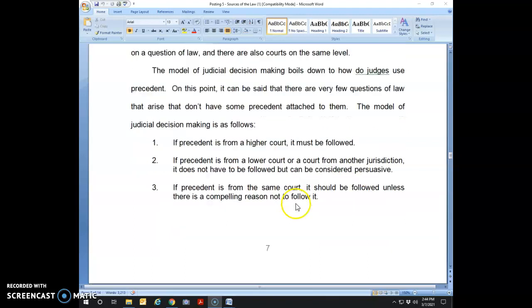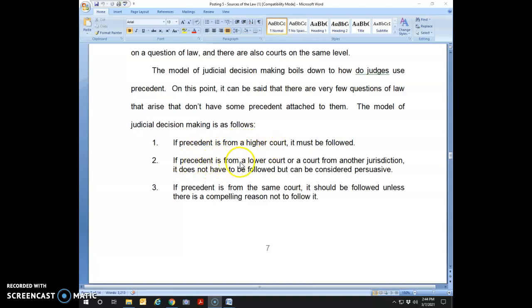And here we have three different rules. If the precedent is from a higher court, it must be followed, which makes the United States Supreme Court such an awesome court in terms of power. Notice I linked awesome with power. So whatever the Supreme Court decides has to be followed, if you will, on that legal question by all of the other courts in the country, because the Supreme Court is the highest court in the U.S.